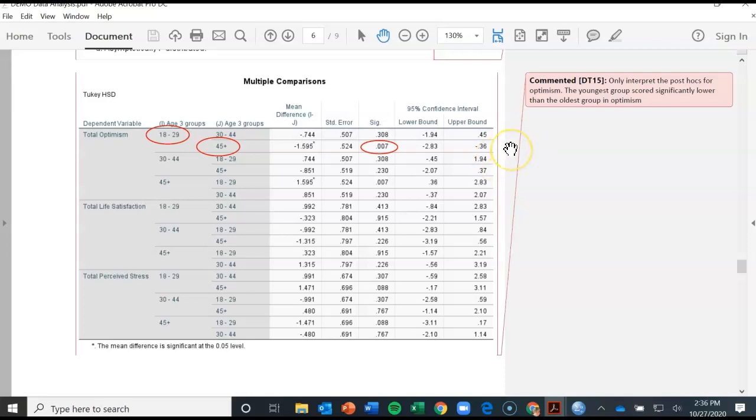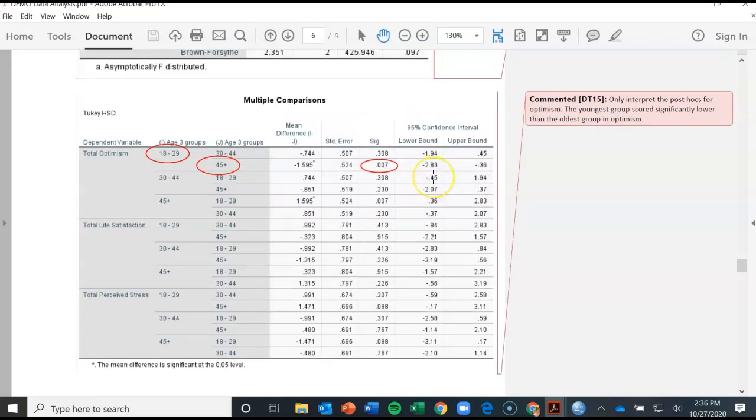Here, these are the post hoc tests. So remember when I selected Tukey? So this is a Tukey HSD post hoc test. And you can see what it does. You have with each variable, and you don't look at anything else in this table except for the variables where you had a significant F test or ANOVA result.